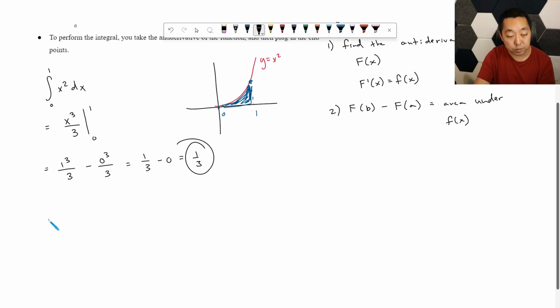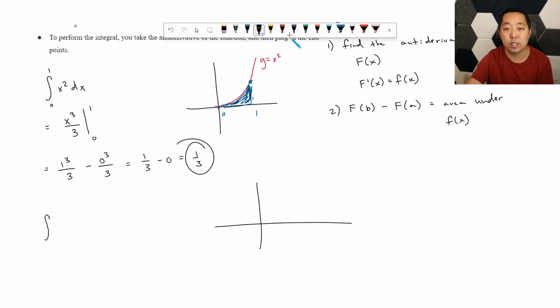Let's say I want the area under a cosine curve. So here's cosine, and I want this area here. And remember, cosine is 0 at pi over 2. So we want that area there, so we're going to go from 0 to pi over 2 of cosine of x dx.